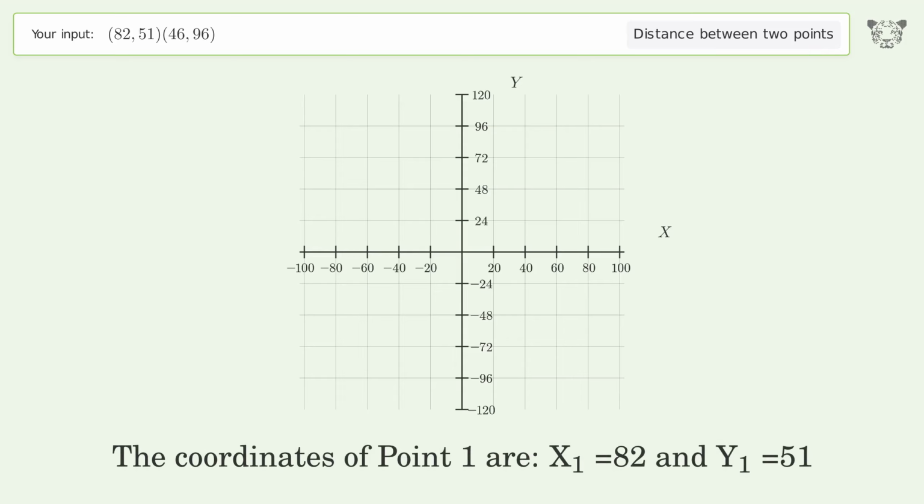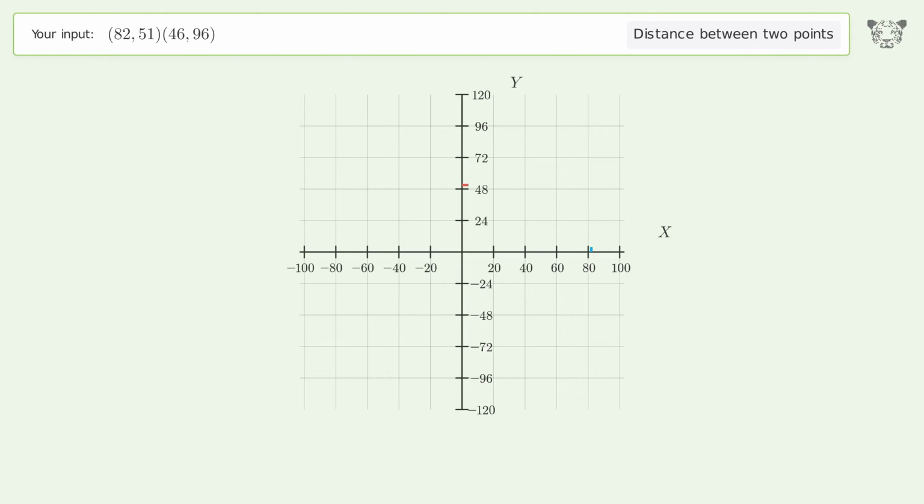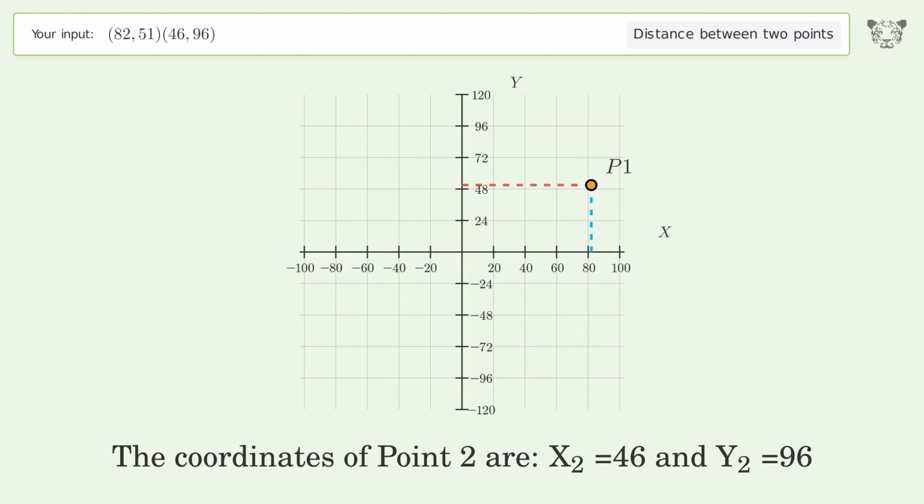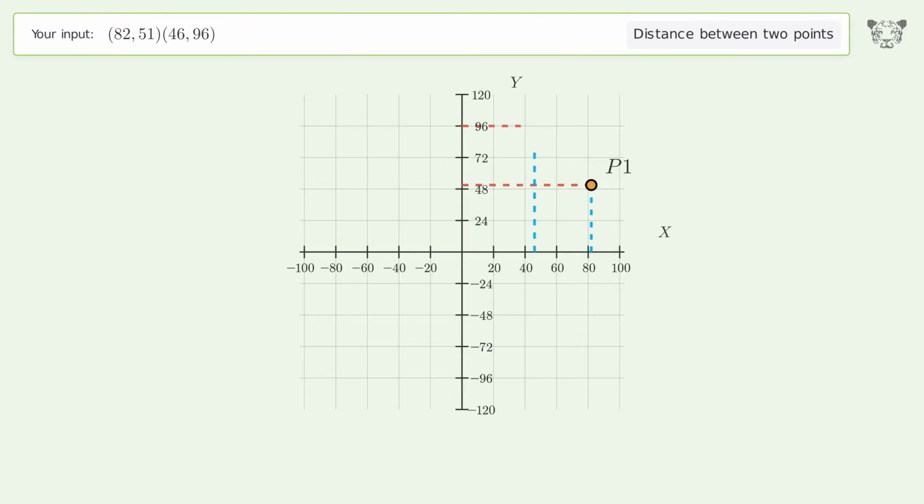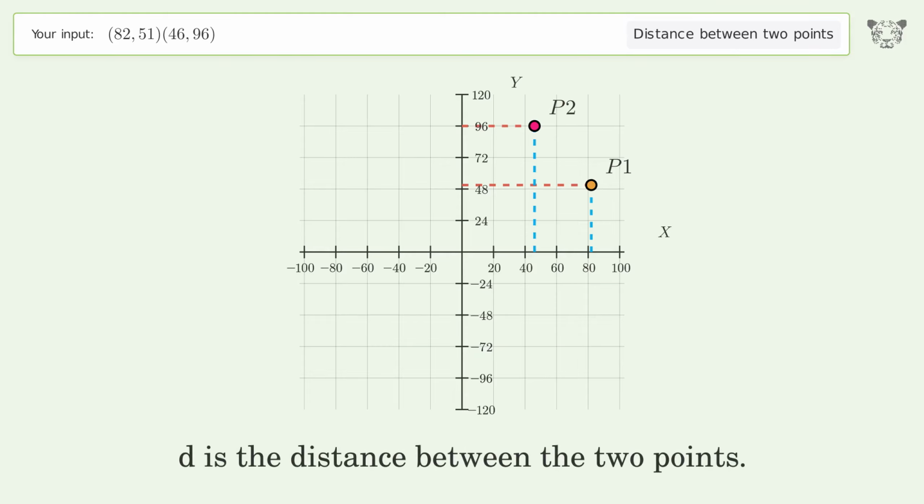The coordinates of point 1 are x1 equals 82 and y1 equals 51. The coordinates of point 2 are x2 equals 46 and y2 equals 96. D is the distance between the 2 points.